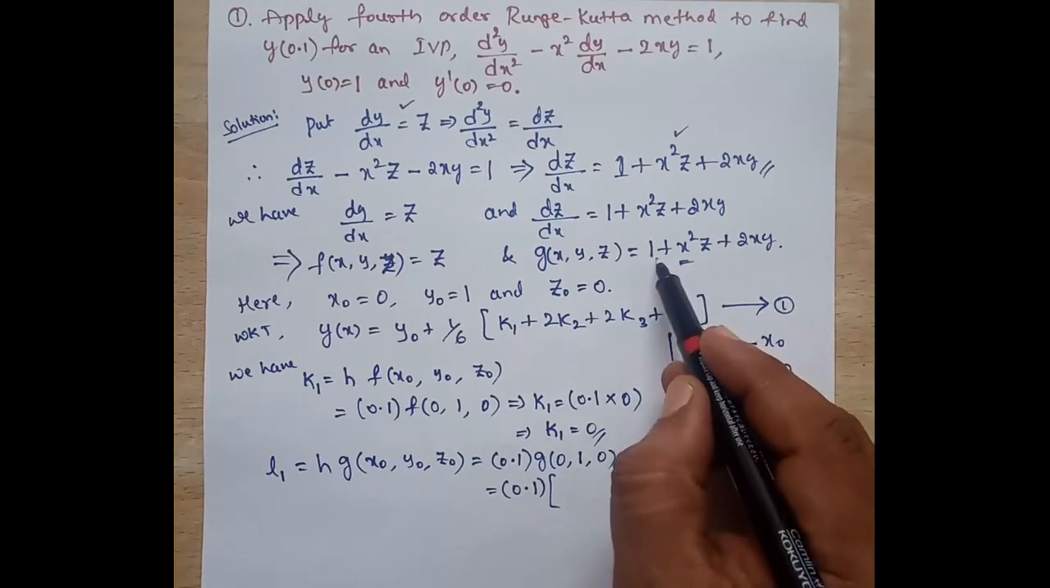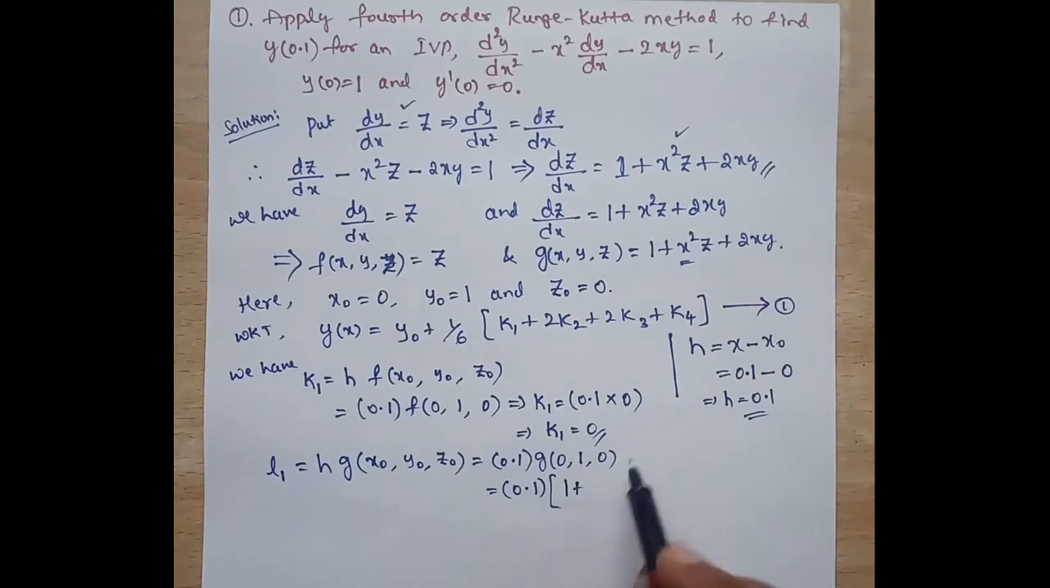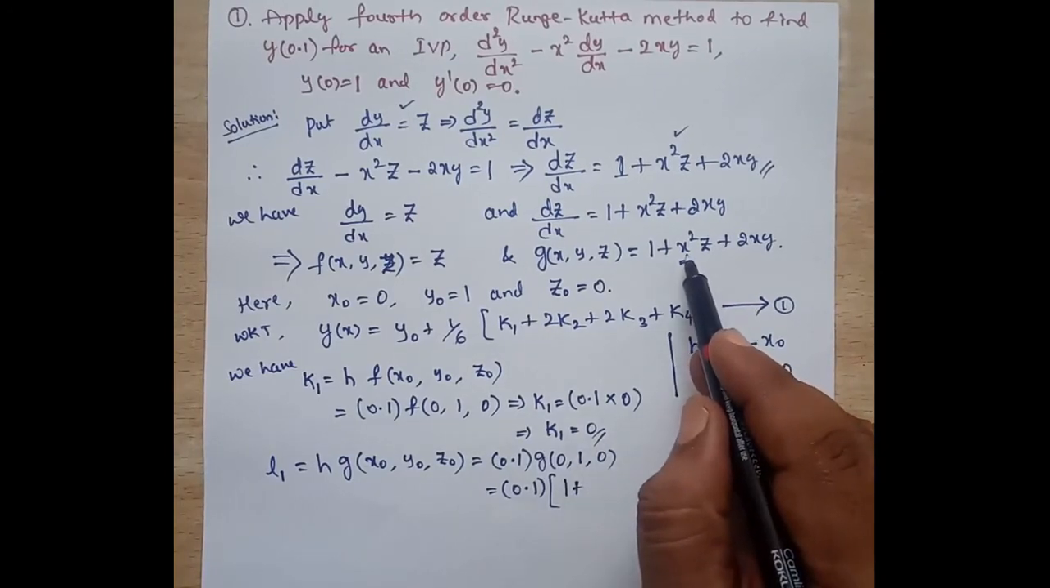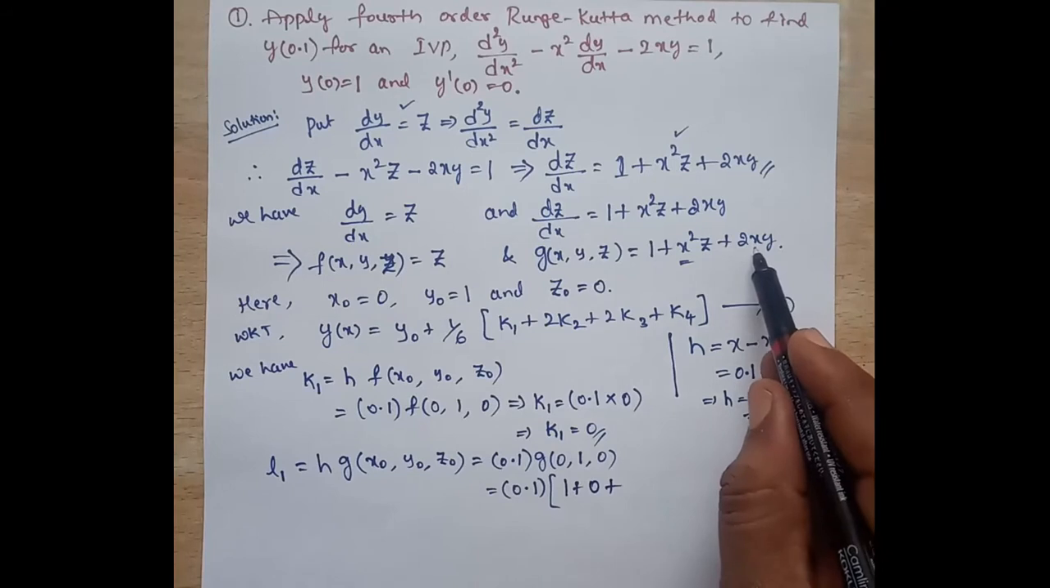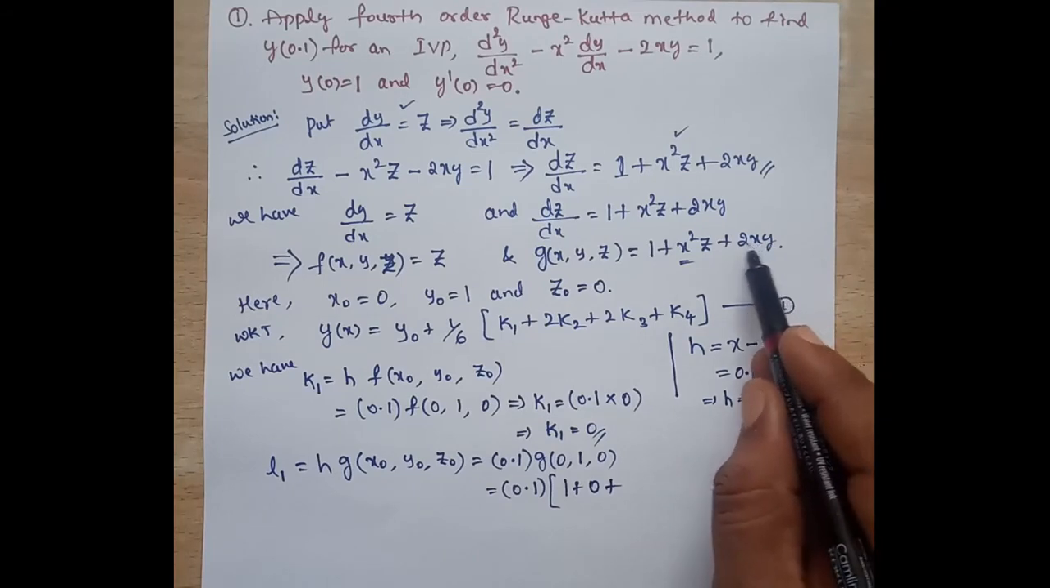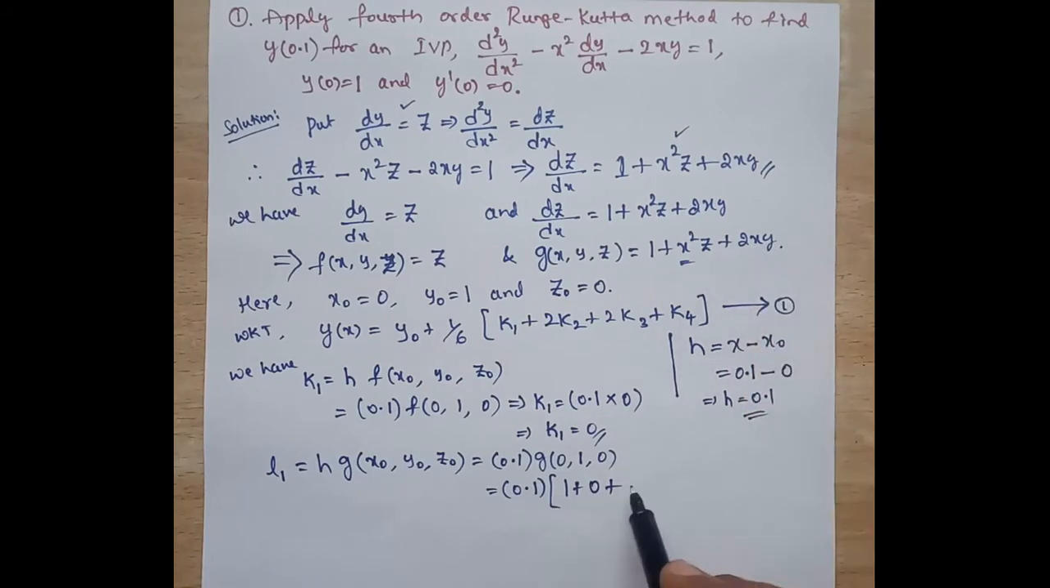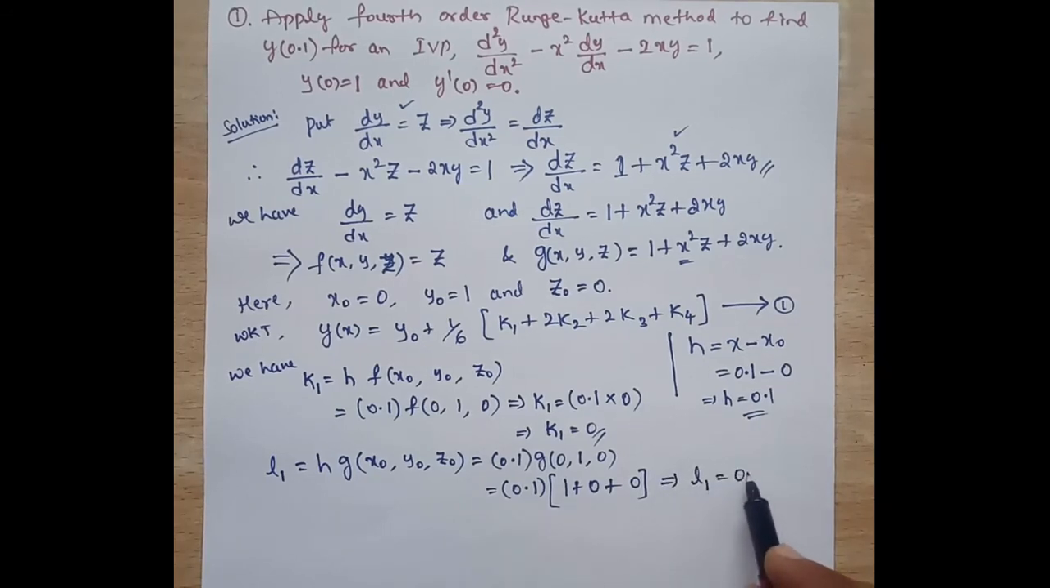Substitute in this. So it is 1 plus, see x is 0 and z is also 0, so the entire term is 0. Next, come to this. Here also 2 into x is 0, y is 1. Since x is 0, this also becomes 0. So we get 1 plus 0 plus 0, which gives 1, and 1 into 0.1. So the value of L1 is 0.1. This is how we can find the L1 value.